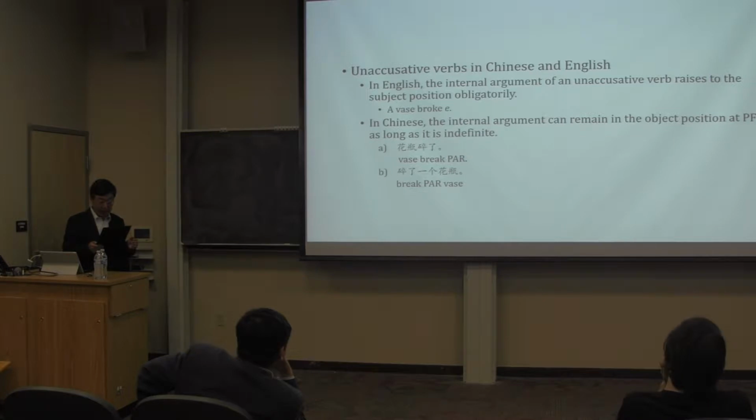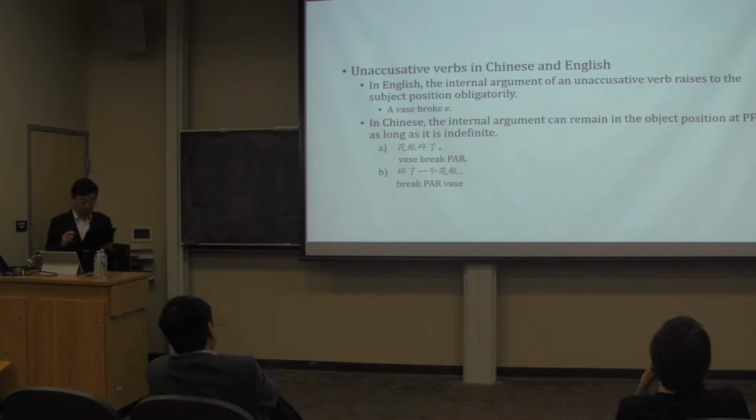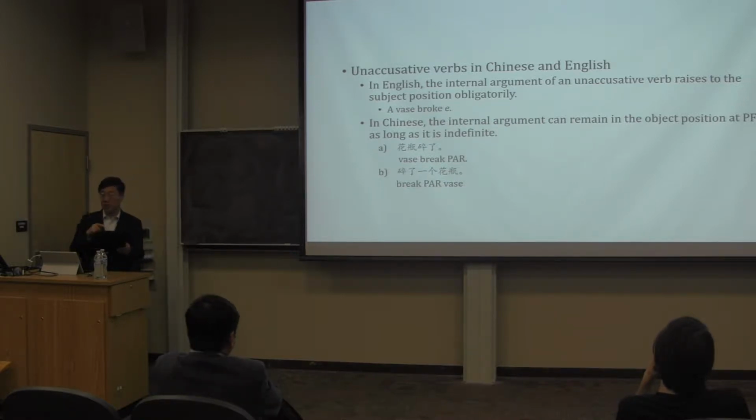So for example, the argument of the unaccusative verb break in English can't stay in the object position at the PF and must occur at the subject position. So Abbas broke. In contrast, the indefinite NP argument of the verb sui, so change of state is an unaccusative verb, in Chinese can stay in the object position. So we can say it can raise to the subject position, 花瓶碎了, but we can also say 碎了一个花瓶, that's okay. It can remain in the object position as long as it is indefinite.